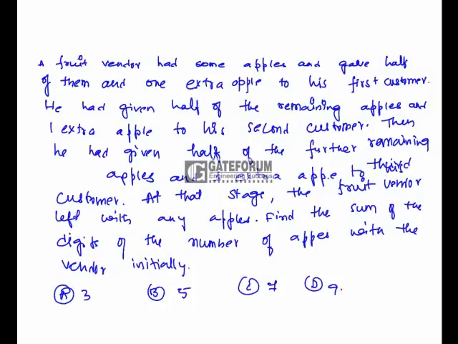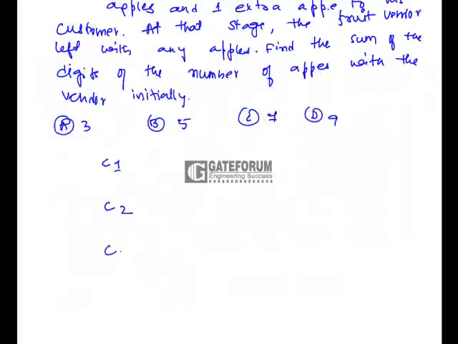Given that a fruit vendor had some apples and gave half of them and 1 extra apple to the first customer, and similarly half of the remaining apples and 1 extra apple to the second customer, and the same thing to the third customer, we are asked to find the sum of the digits of the number of apples the vendor had initially. We don't know how many apples there were initially, and there are 3 customers. After the third customer, he is left with no apples, and after the second customer he might have some apples, and so on. So initially we have to find how many apples there were.